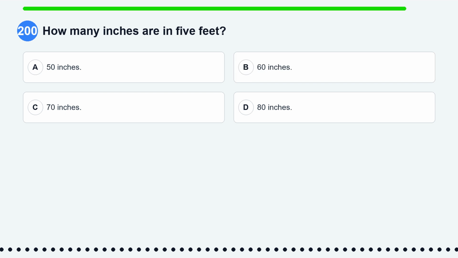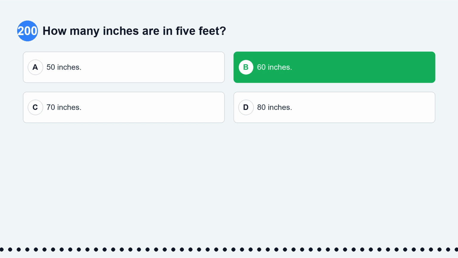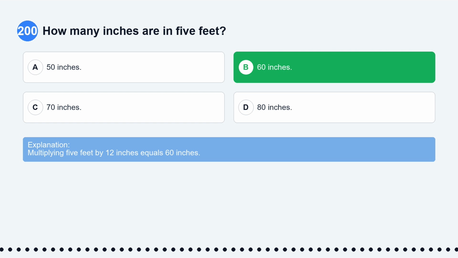Question 200. How many inches are in 5 feet? Option A, 50 inches. Option B, 60 inches. Option C, 70 inches. Option D, 80 inches. The correct answer is option B, 60 inches. Multiplying 5 feet by 12 inches equals 60 inches.